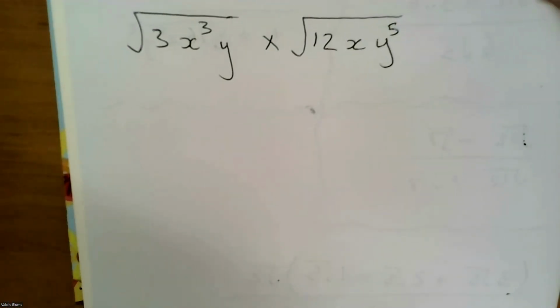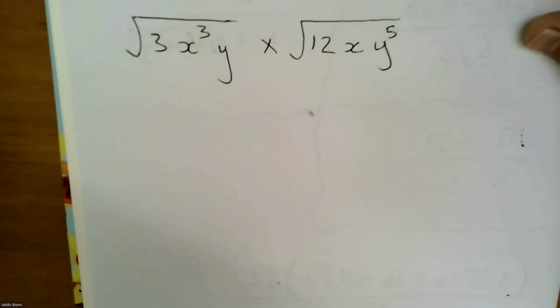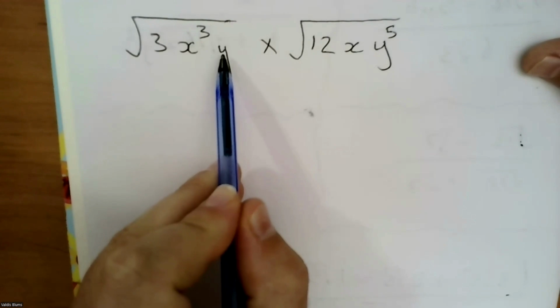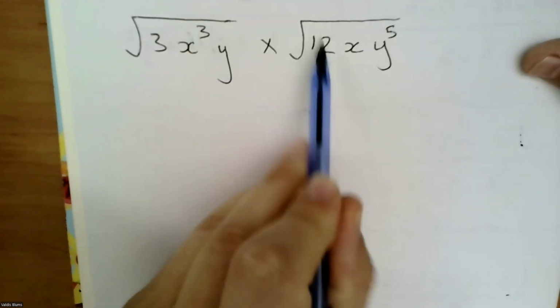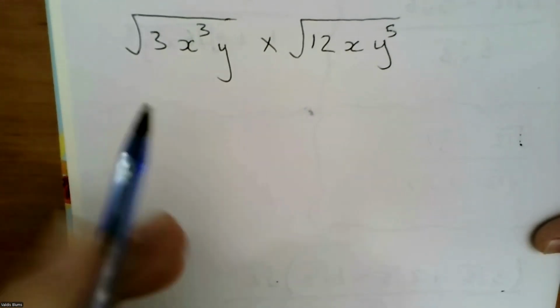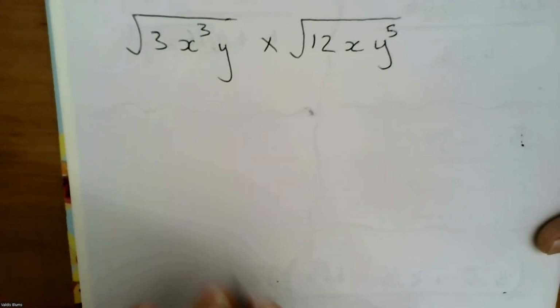Okay, so let's look at another revision type of question that focuses on multiplication and simplifying surds that contain perfect square factors. So let's say we have the square root of 3x cubed y multiplied by the square root of 12x y to the power of 5. Now, have a quick go at this one first. I'll wait like 10 seconds, pause the video, see what you get, and then I'll go through it.